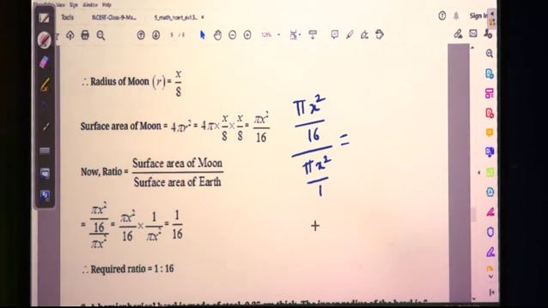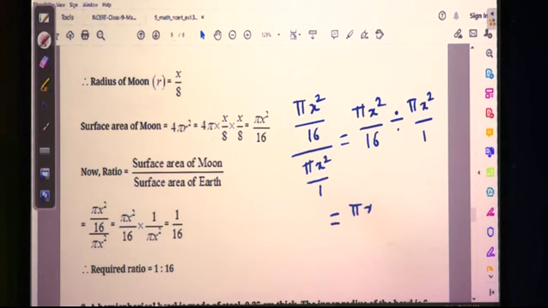As we had seen just now, for A upon B divided by C upon D, in the same way we shall do this. Pi x square upon 16 divided by pi x square upon 1. Division, we are converting it into multiplication.